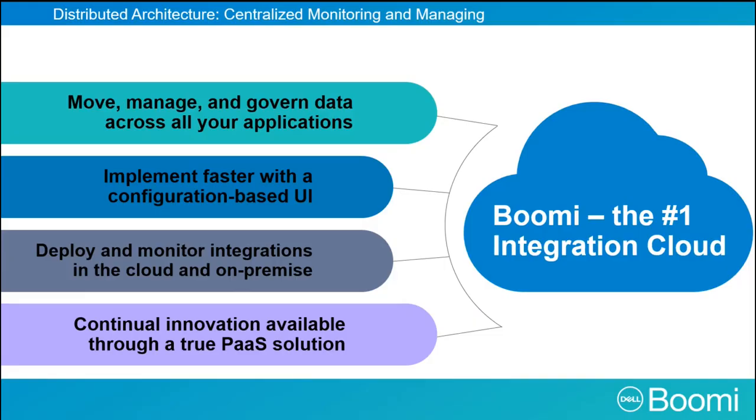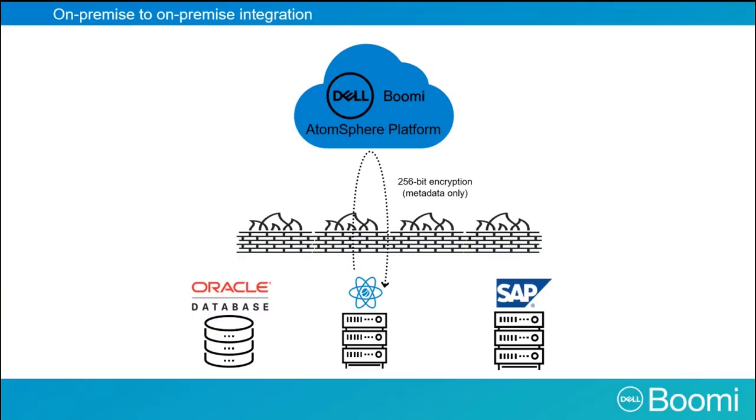For example, larger companies usually have business applications running in different data centers. Rather than installing separate instances of software, you can install our lightweight Atom runtime in each location and have a central view of all the Atoms running across your entire enterprise, regardless of where you install the Atoms in the world. This slide shows how we deploy to support a cloud to on-premise integration. In AtomSphere, the blue cloud configures and manages the integration.